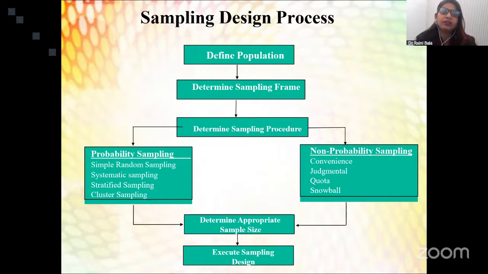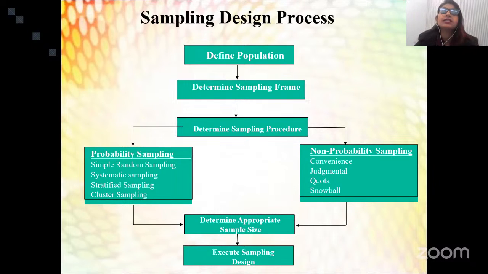Further, you have different categories under probability sampling technique: simple random sampling, systematic random sampling, stratified sampling, and cluster sampling. And if your population is infinite in number, we will go with non-probability sampling technique, which is further categorized under four categories: convenience sampling, judgmental sampling, quota sampling, and snowball sampling.